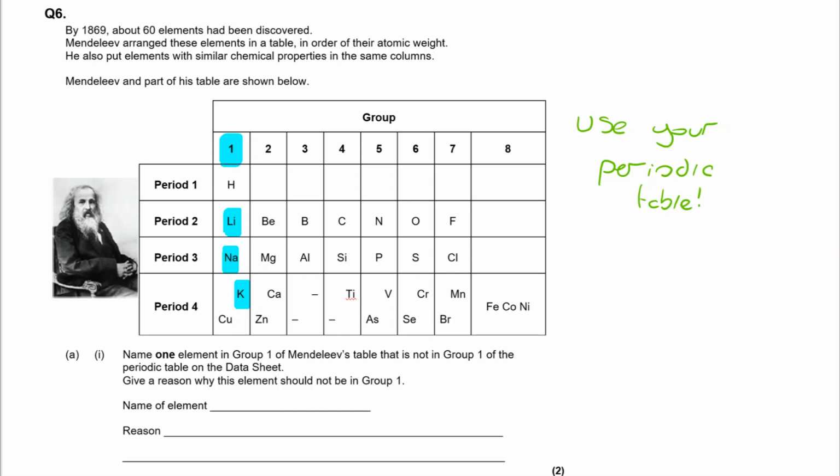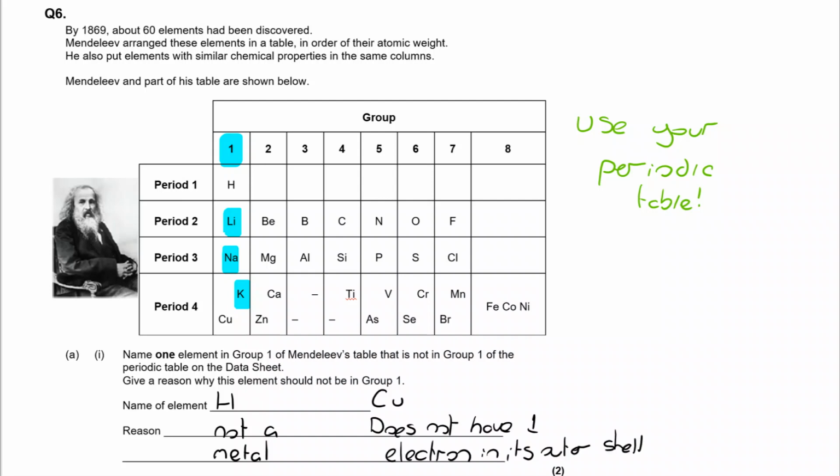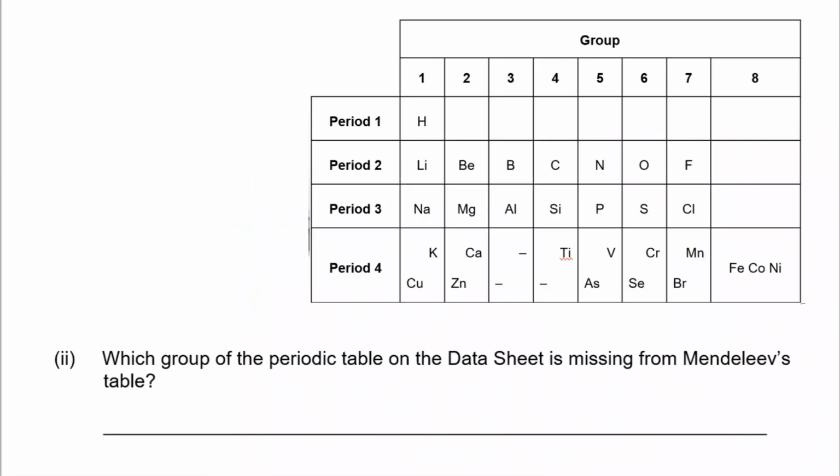You could have gone for hydrogen. And why should it not be in group 1? Well, the most obvious answer here is that it's not a metal and all of the others are. But you could also have gone for copper. And copper does not have 1 electron in its outer shell, which is a valid reason for that also not being in group 1.